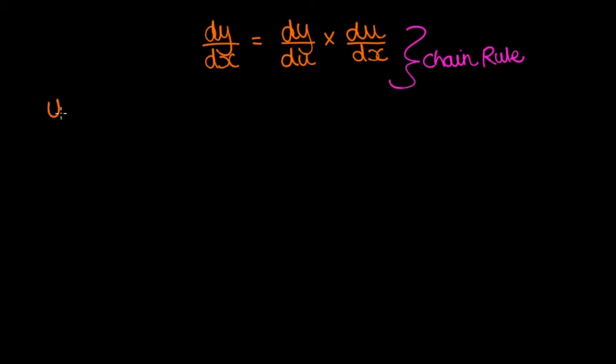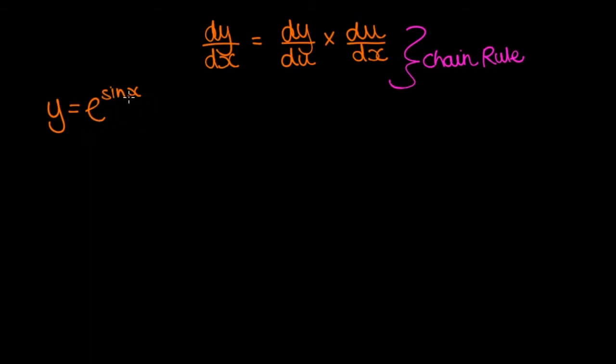Okay, so let's do another one. y equals e to the sine x. So again, we've got a composite function. We have the exponential function combined with the sine function. So in order to find the derivative of this composite function, we need to use the chain rule.